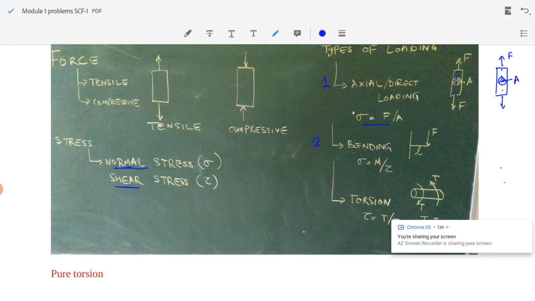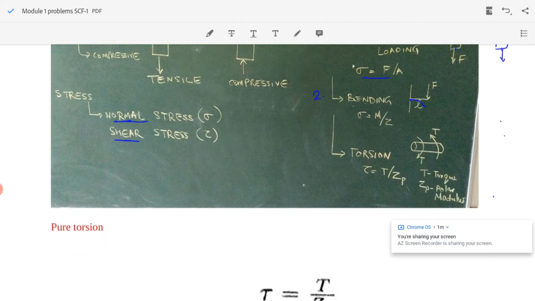Second type of loading is bending loading. If the load produces a bending of the beam, then the bending stress sigma is given as M by Z. The body can be subjected to torsion, where tau equal to T by ZP. So these are the different types of loading.